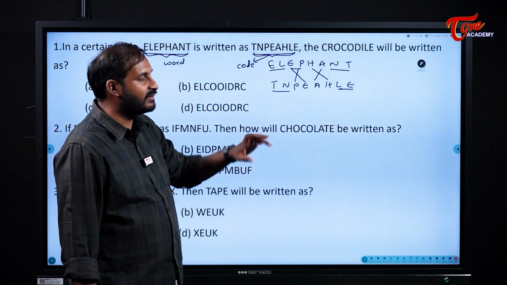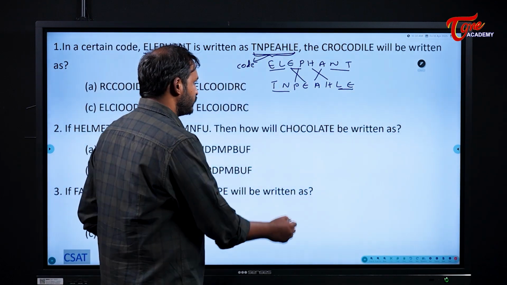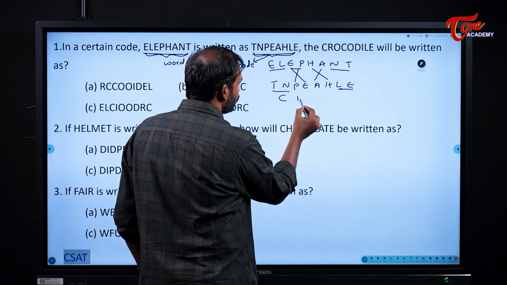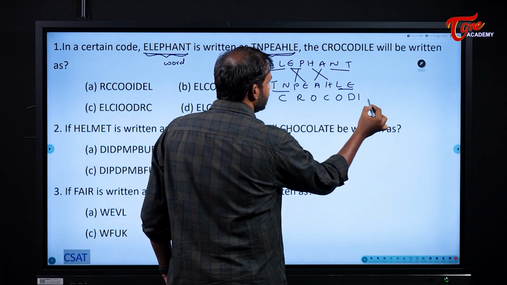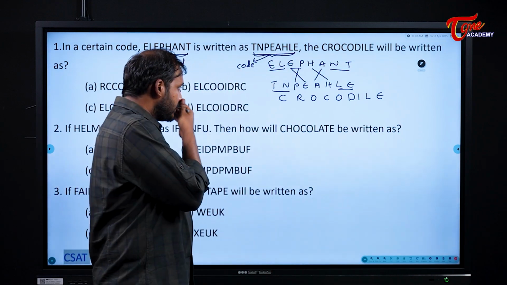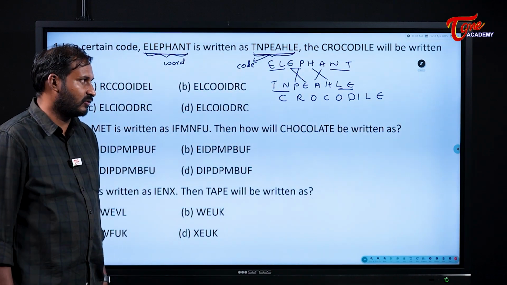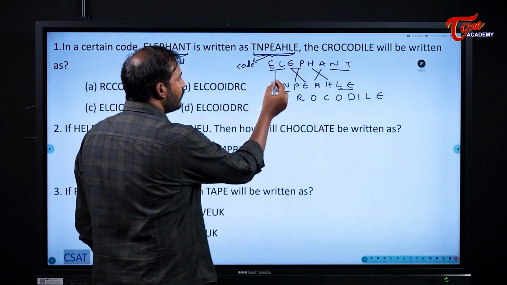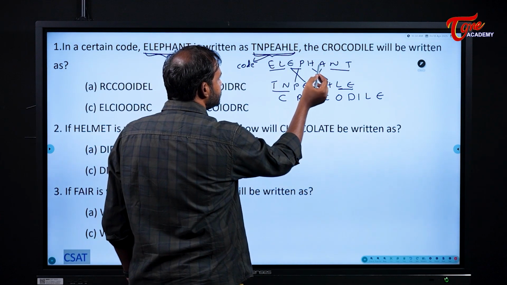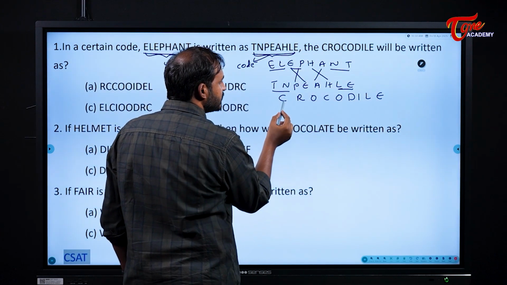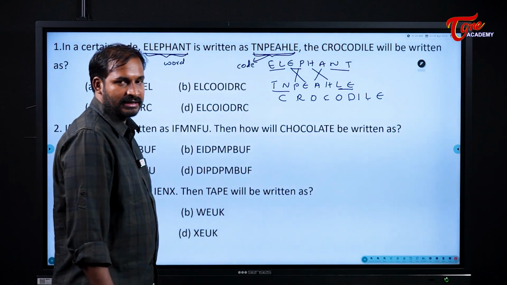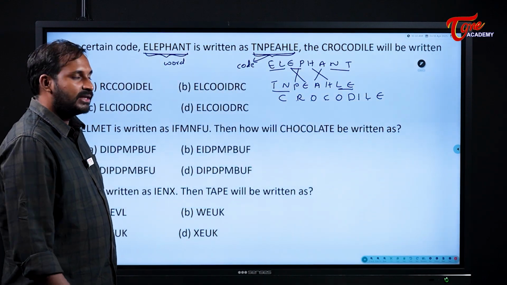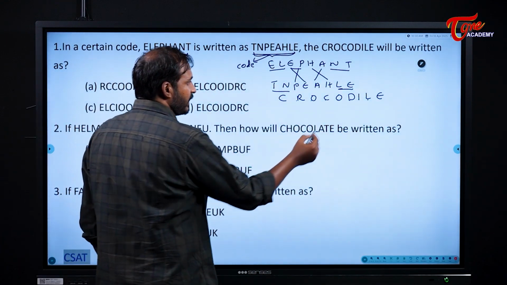So the same pattern we need to do for CROCODILE also. Sir, the same number of letters are not there in crocodile. In this case, see here, how many are there? 1, 2, 3, 4, 5, 6, 7, 8. But in this case, 1, 2, 3, 4, 5, 6, 7, 8 and 9. Nine are there. No need to worry. The thing is, you need to write them properly.